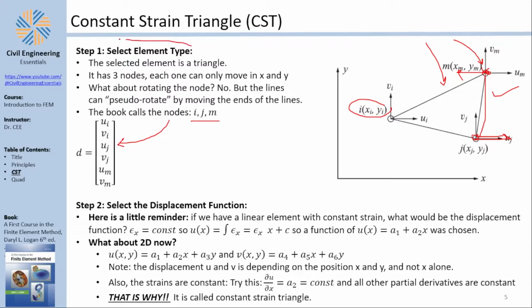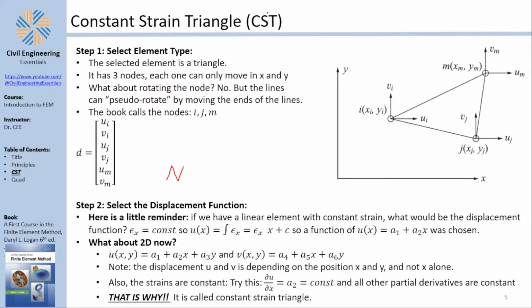This is the element type selection. Notice we are going back to the principles of finite element because this is a fresh element. I cannot just simplify it and show you previous knowledge. Now we need to select the displacement function. Why are we doing this? We are doing the displacement function selection because I want to know the shape functions N.